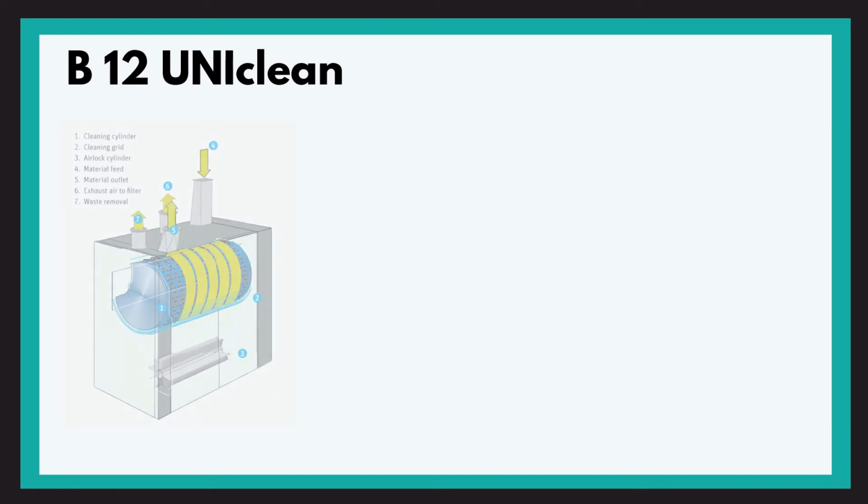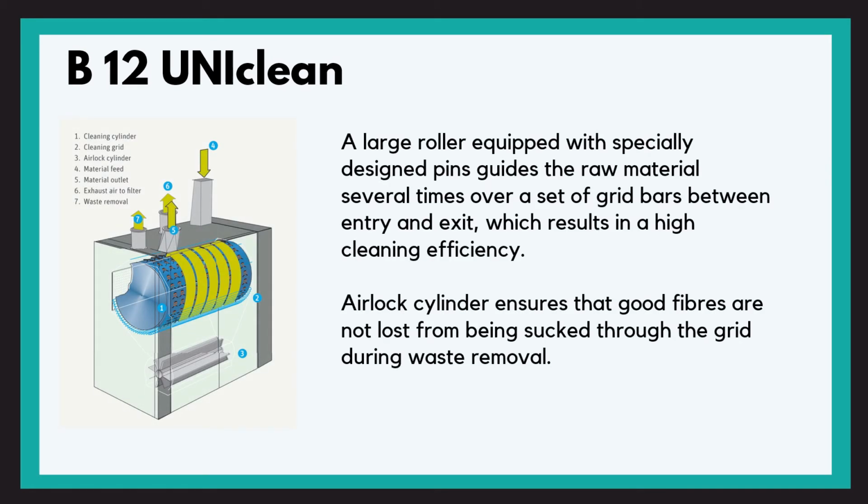Now let's talk about UniClean, which is a bit more advanced. It has a large roller with some pins that guide the material several times over the grid bars, which results in high cleaning efficiency. The airlock at the bottom ensures that good fibers are not lost during the waste, right? We don't want our good fibers to be lost during all this process.